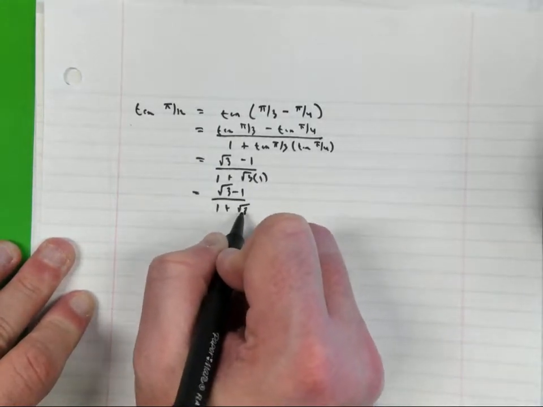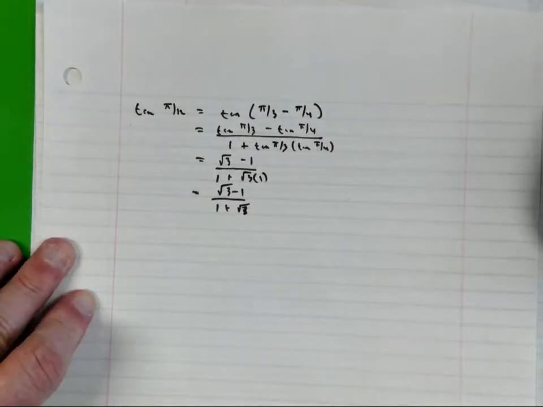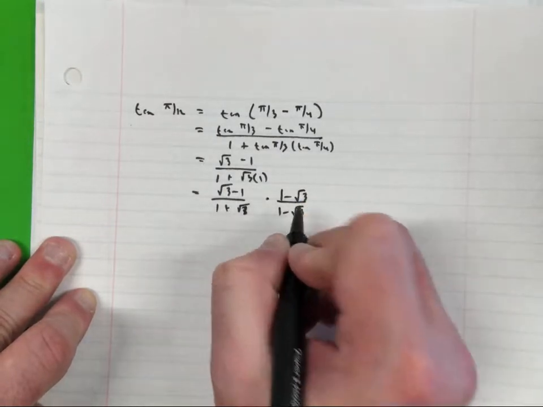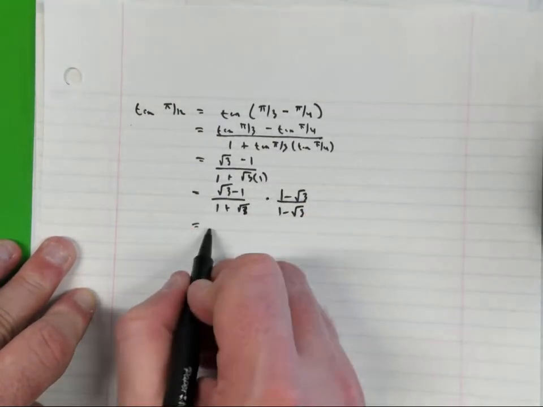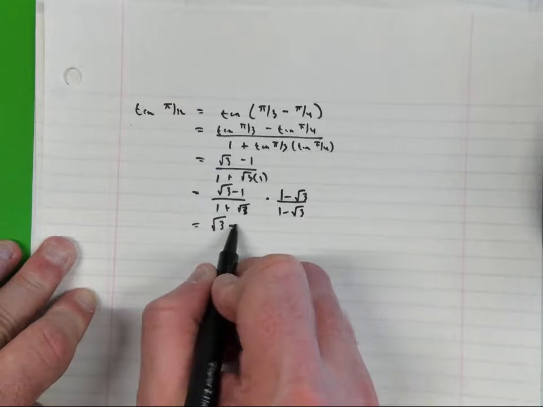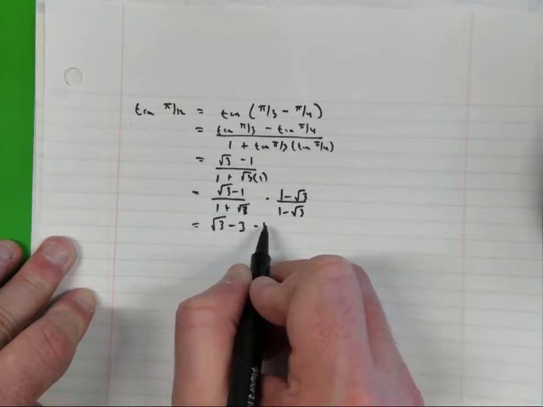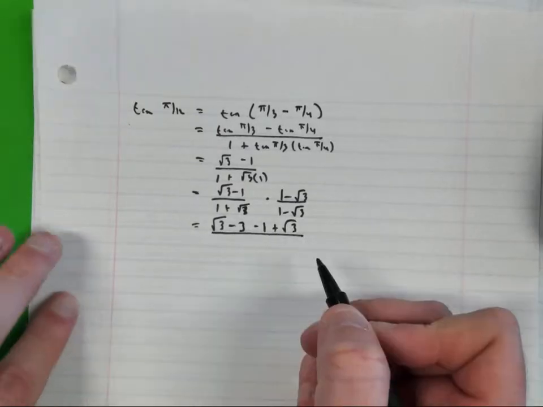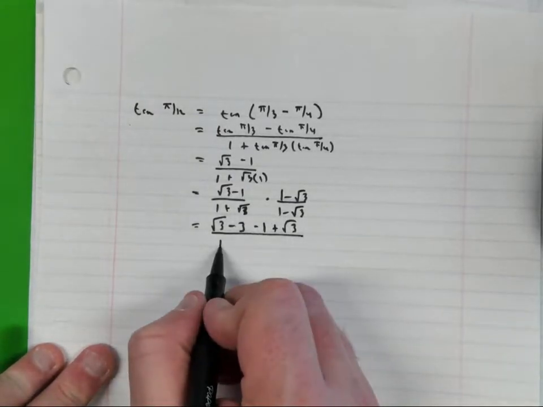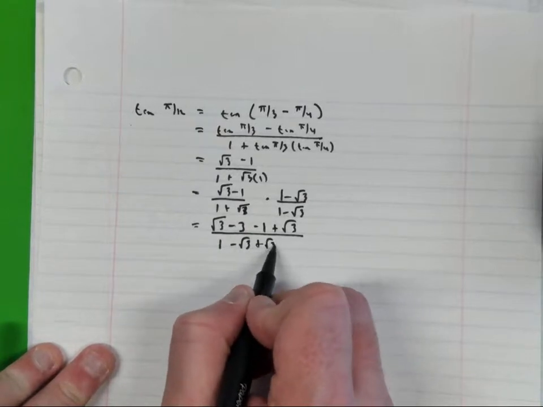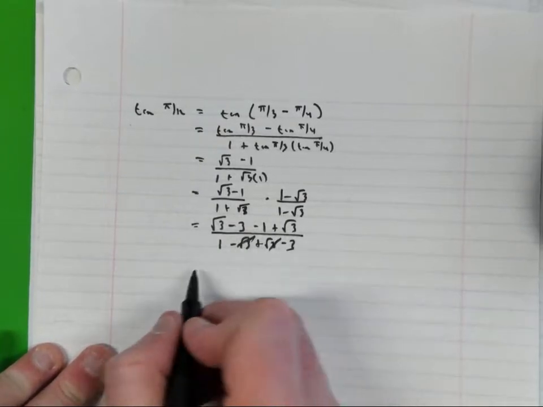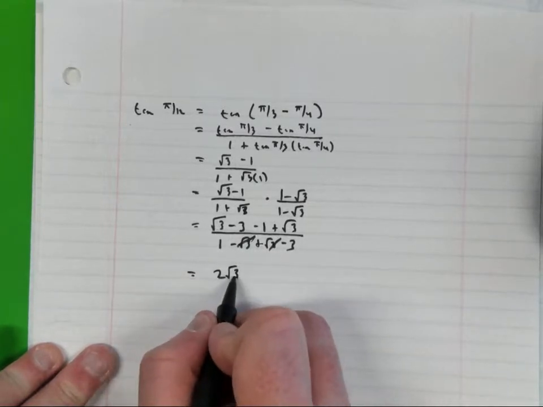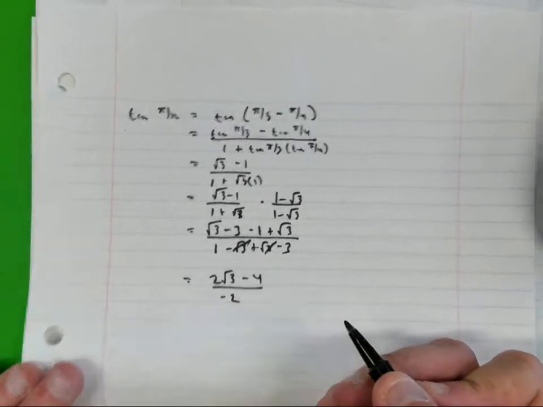See, this way right here, you're straight down to rationalizing the denominator. So I'll multiply that by 1 minus square root of 3, over 1 minus square root of 3. FOIL it out. That's going to be square root of 3 minus 3 minus 1 plus square root of 3. 1 times 1 is 1. So I'm left with, okay, square root of 3 plus square root of 3 is 2 square root of 3, minus 4, over negative 2.